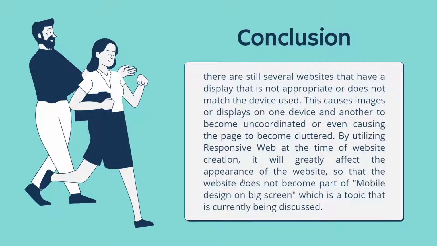So what is the conclusion? The conclusion is that there are still several websites that have a display that is not appropriate or doesn't match the device used. This causes the image or display on one device and another to become uncoordinated or even causes the page to become cluttered. By utilizing responsive web design when creating a website, it will greatly improve the appearance of the website so that the website doesn't become part of mobile design on big screens, which is the topic being discussed today.